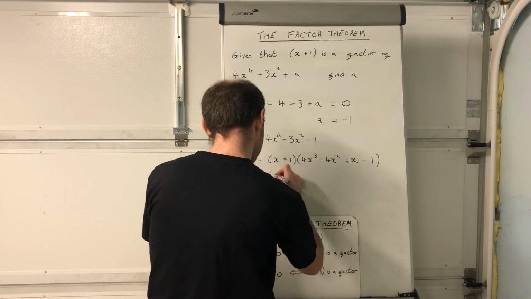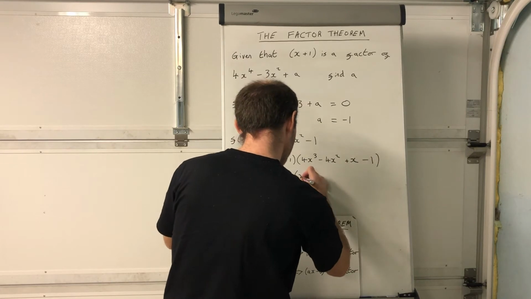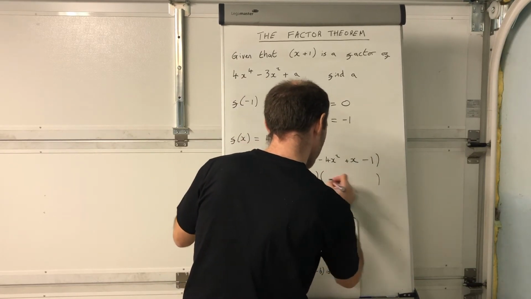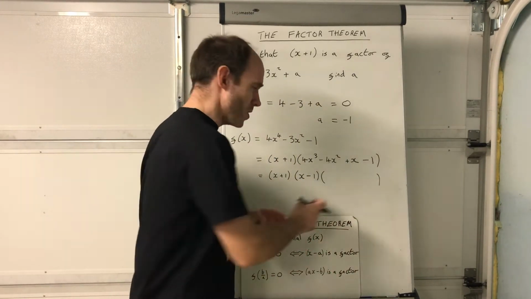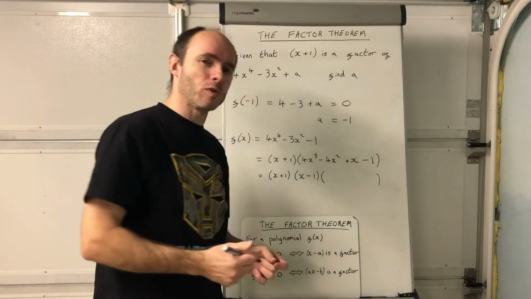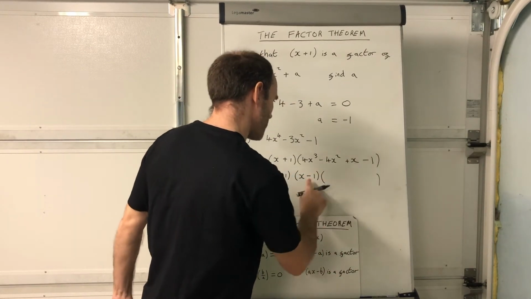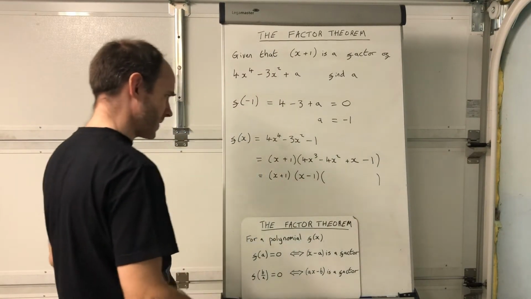So that means I've got x plus 1 there, and then this cubic will factorise with x minus 1, okay? And then there'll be a quadratic in there. I'm going to use the inspection method again to work out what that quadratic factor is. If you use long division, go ahead, okay? You've just got to do that divided by x minus 1, okay? I'm just going to use the inspection method, okay?